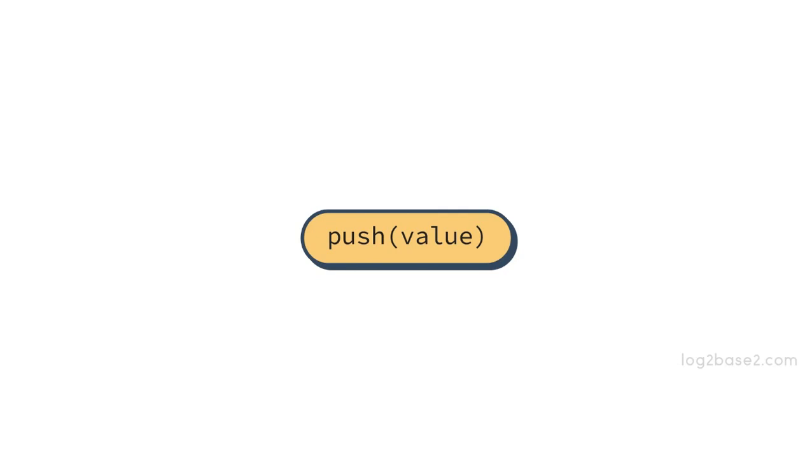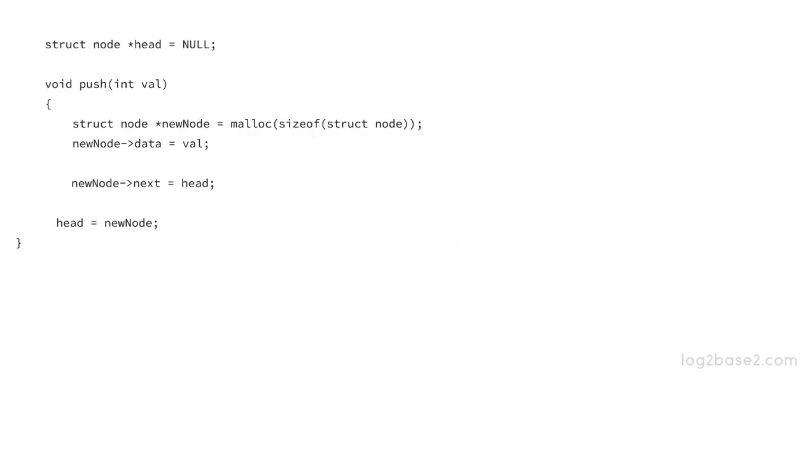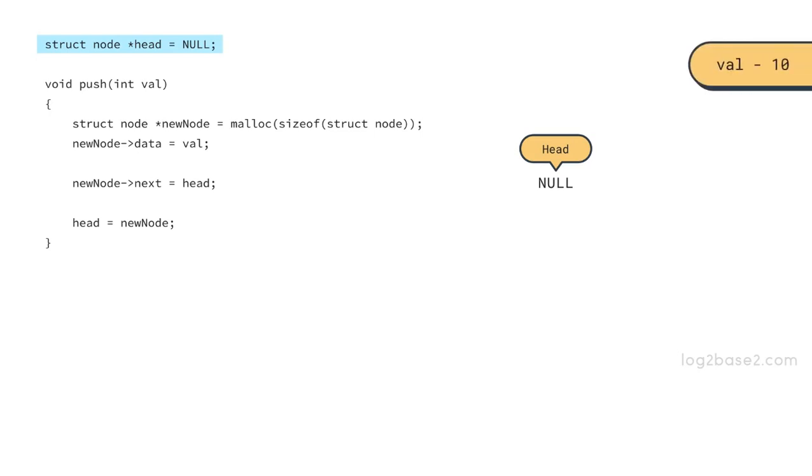So first, let us push a value into the stack. And at first, the stack is empty. So head equal to null. And we have the push function to push a value into the stack. And we will pass the value to be inserted into this function. Let the value to be inserted be 10.